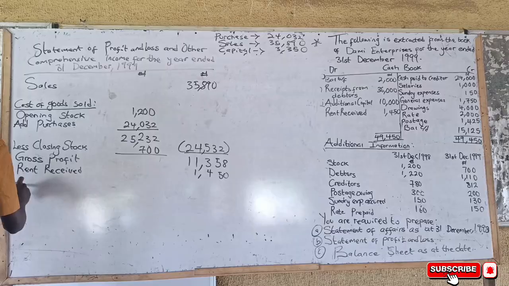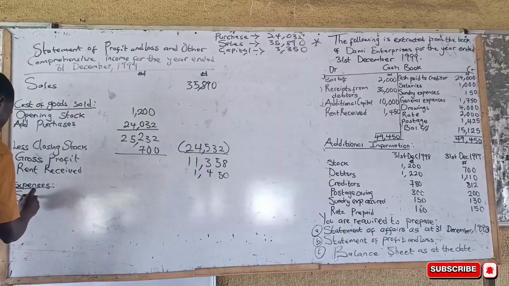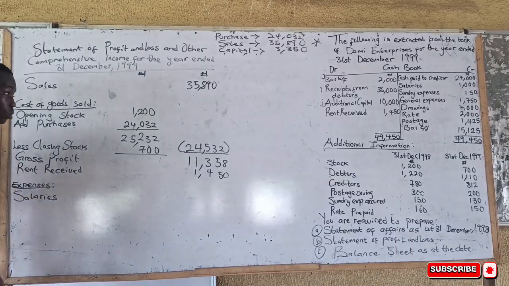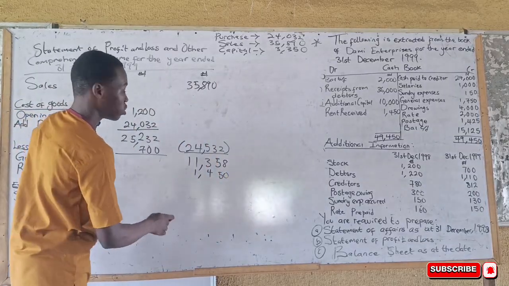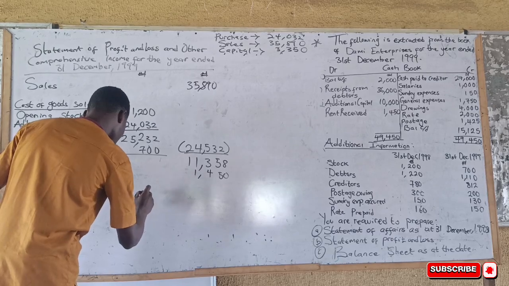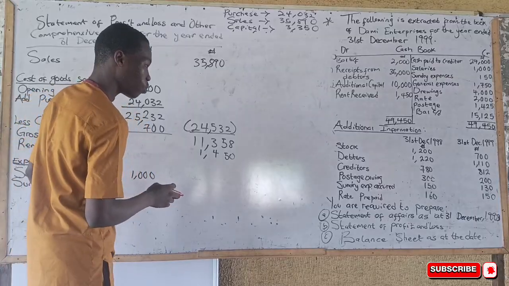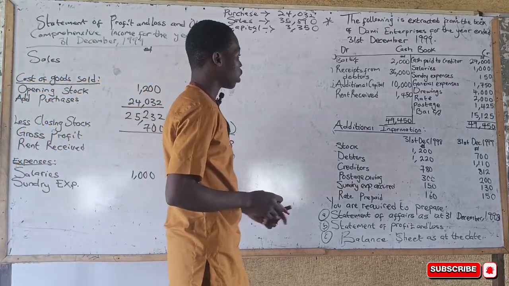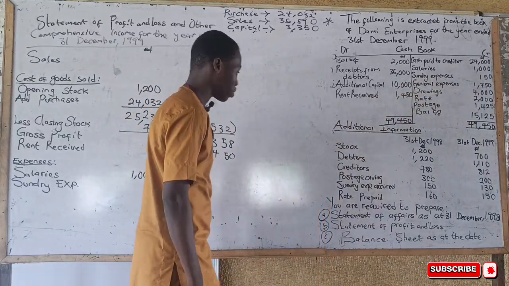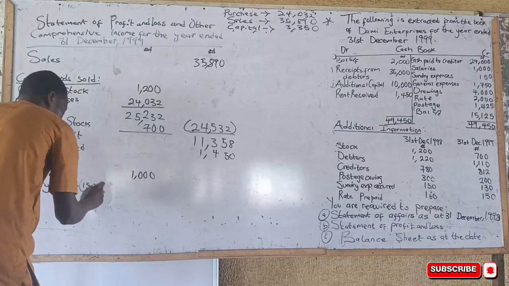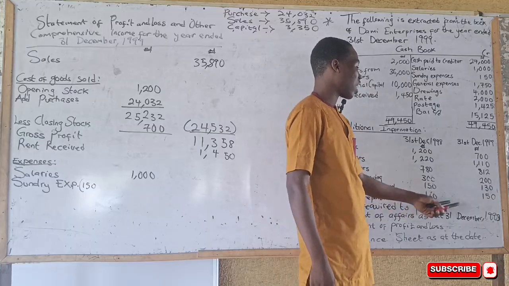Then we have expenses. For the expenses, let's start with salaries. For the salaries, do you have any additional information? No additional information. So the salaries is 1,000 naira. Now, there's an adjustment for the sundry expenses. We have the cash during the year, which is 150. Then we have sundry expenses accrued at the beginning 150 and at the end 130.